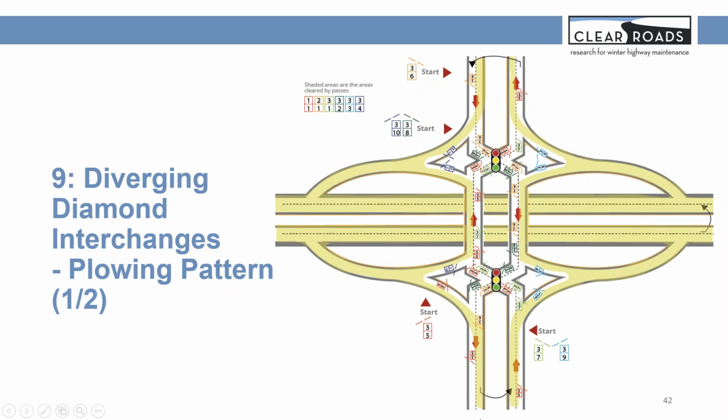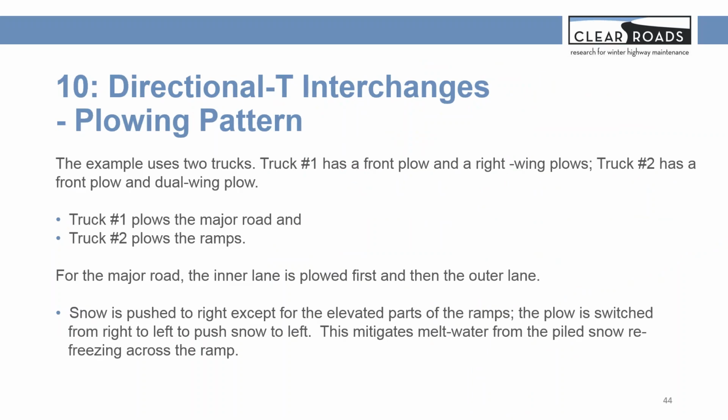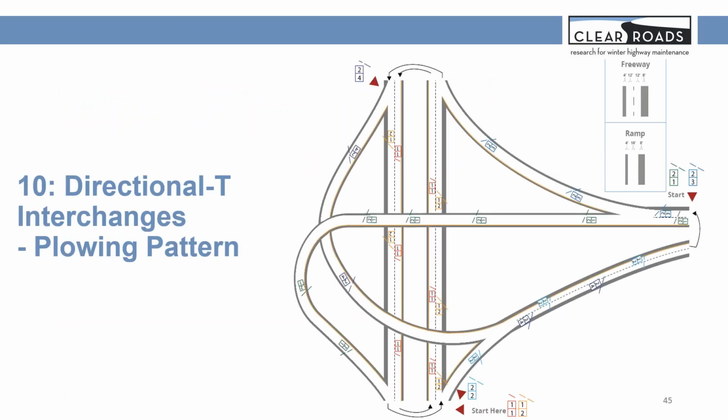I mean, this is a very complex configuration. And the last one is the Directional-T Interchange. And compared to the DDI, this will be much, much easier. So we have 2 tracks in this best practice example. Track 1 handles major roads, and track 2 handles the ramps. And pay attention to the elevated ramp. In this example, you can see that here.